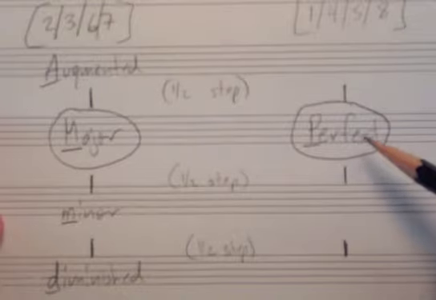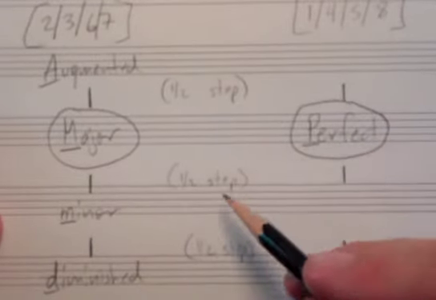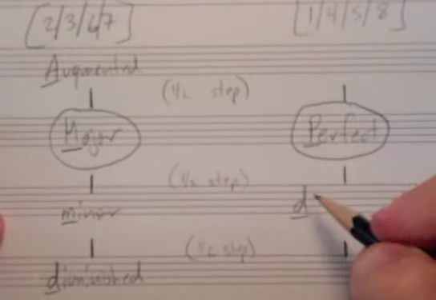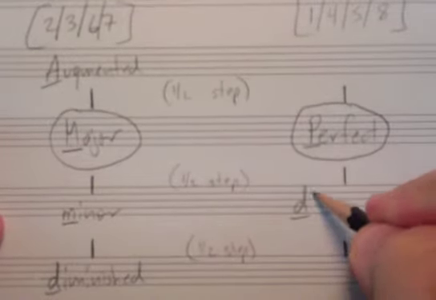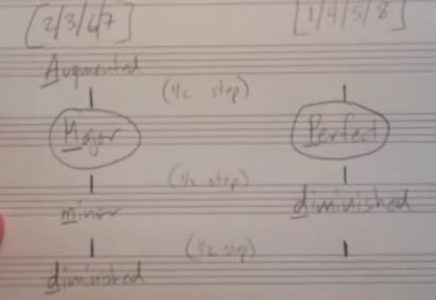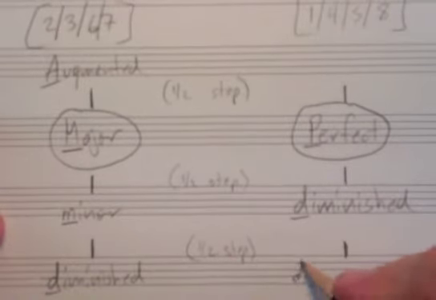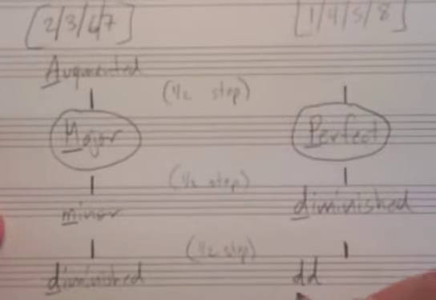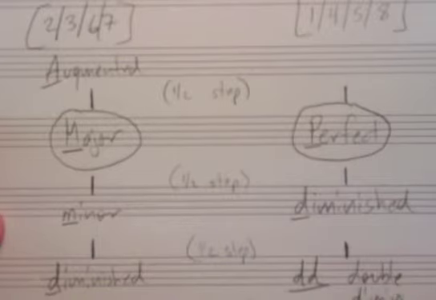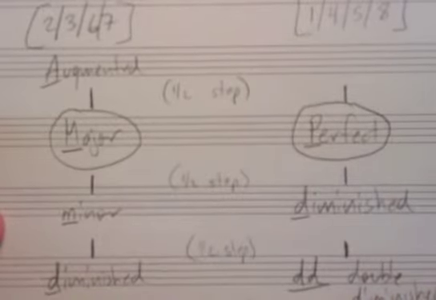Let's go to the perfect family here. So if we go half a step smaller than a perfect interval, instead of going to minor, we go straight to diminished. And if we go down another half step from that, we go to DD, which means double diminished. So you don't see these too often.